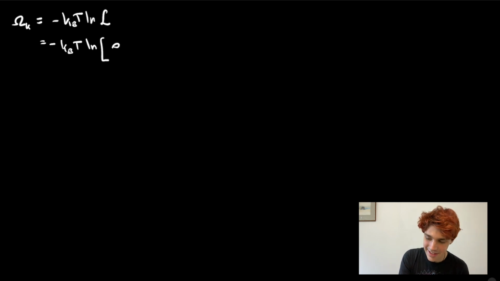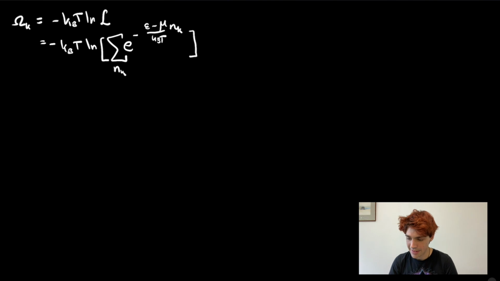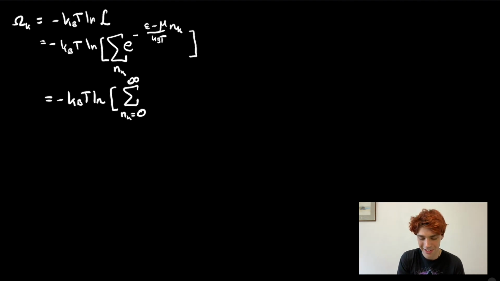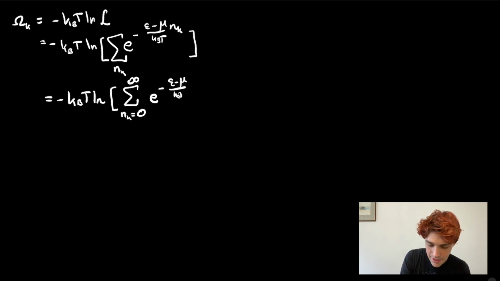And we're going to get e to the minus epsilon minus mu over kBT, all summed. And now we are just going to do what we did before. And now just to put in what we're actually summing over. So I'm going to rewrite this, but just say that we are actually going to be summing over from a 0 occupancy to, in theory, you could have an infinitely occupied state, in theory. e to the minus epsilon minus mu over kBT times the state occupancy right there, nk.